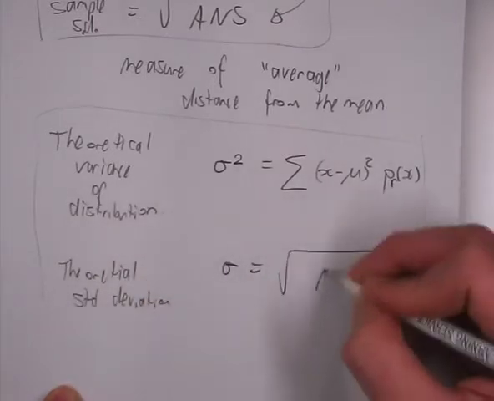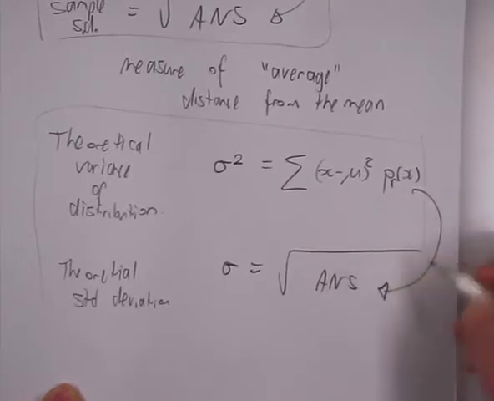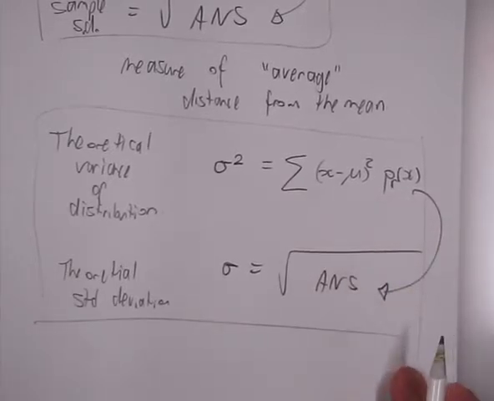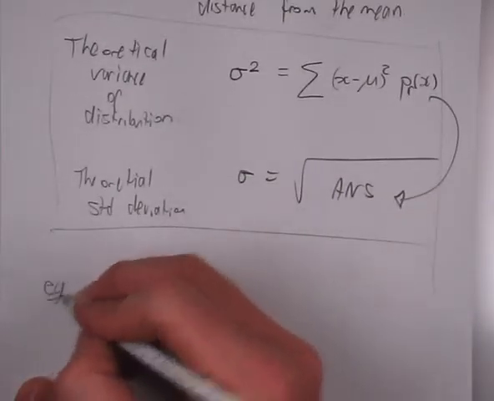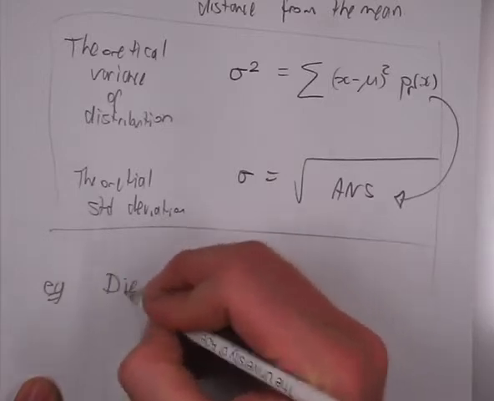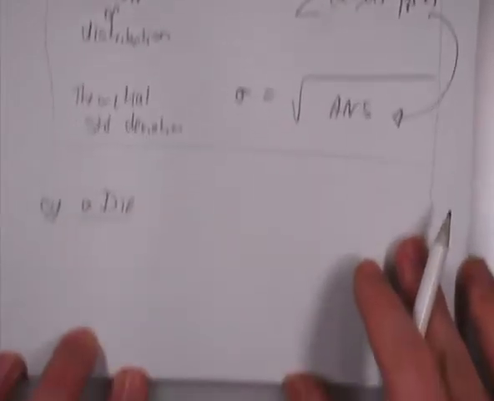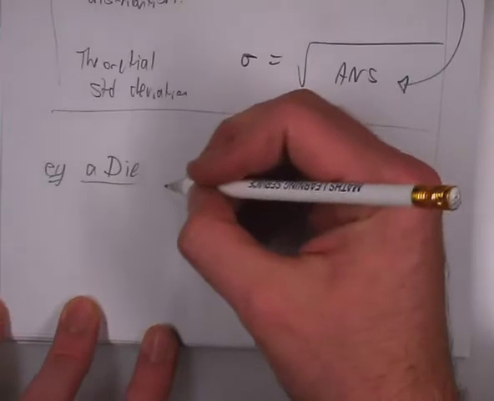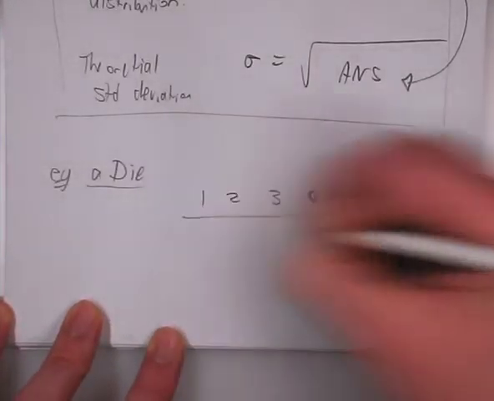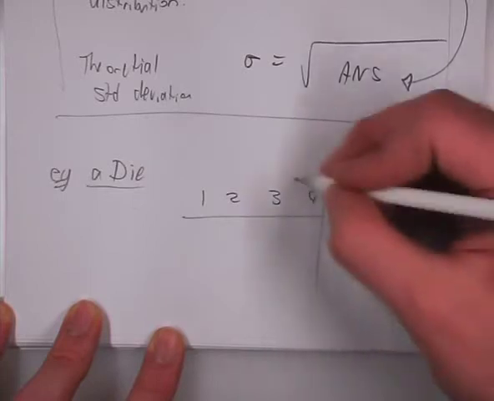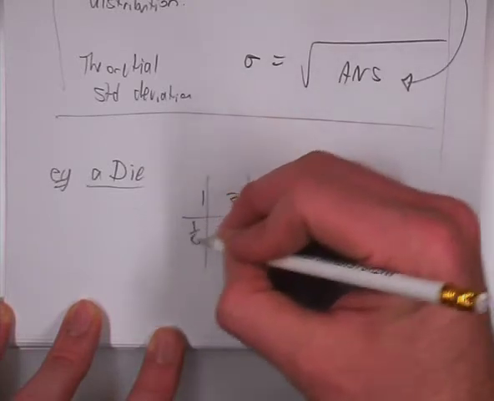Is the square root of that answer. So I'm going to do an example so you know what's going on here. So let's do our die again. So with our die, we had 1, 2, 3, 4, 5, and 6. And they all have the same probability.